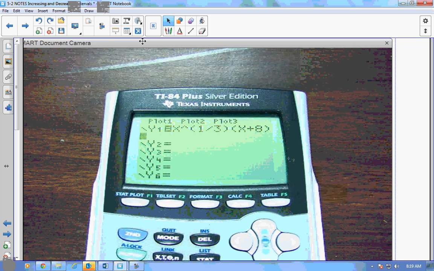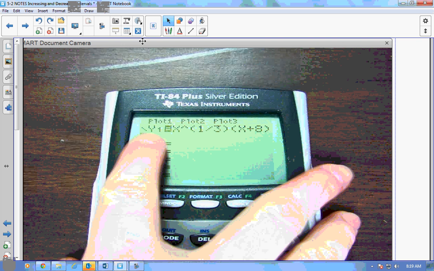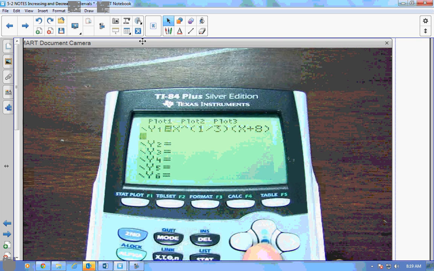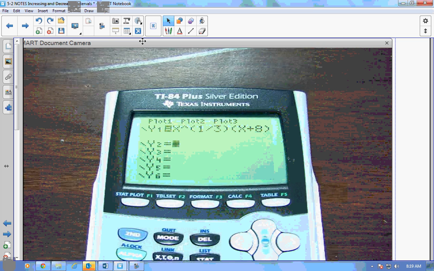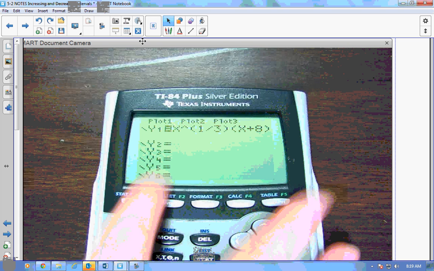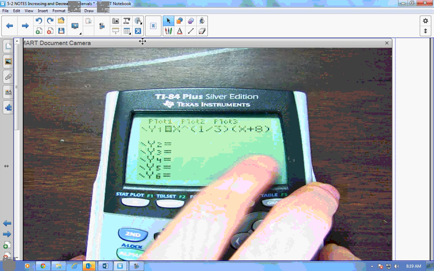I think we briefly looked at this once before, but I'm going to have y1 as the original and y2 I want as the derivative. You can hand type in what you did, or you can let the calculator figure it out for you. Do you remember how to have the calculator graph the derivative?